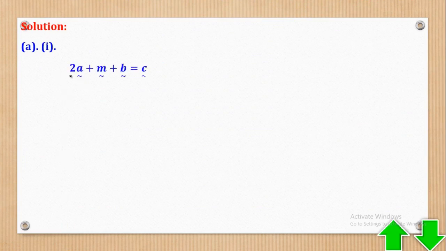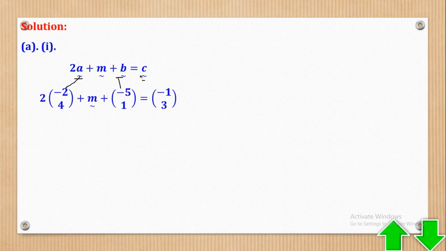So Roman 1, this is the relation which is given, and we are given the vector a, vector b, and vector c, so we are going to substitute. So a is that, b is that, and c is that. With this, I think you realize that we have only one unknown, which is vector m.